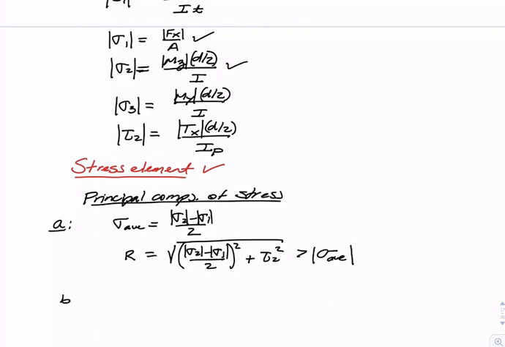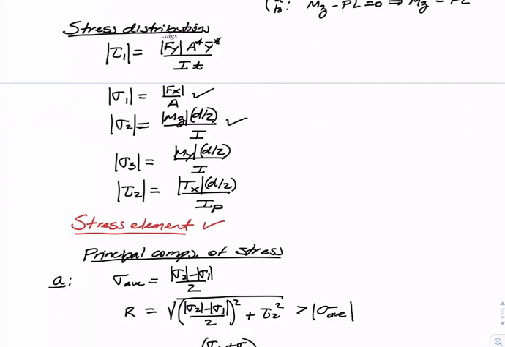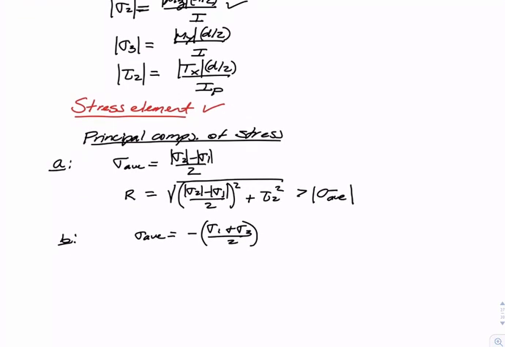And then for B, I know that sigma average is just going to be simply sigma 1 plus sigma 3 divided by 2 with the minus sign in front, because both of those are in the negative x direction. Sign's not that important because we know that that's going to end up squared once we deal with R. And then we'll have our sigma 1 plus sigma 3 over 2 squared plus the tau 1 plus tau 2 quantity squared.